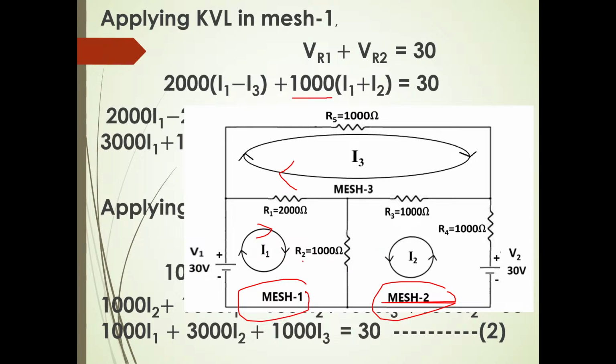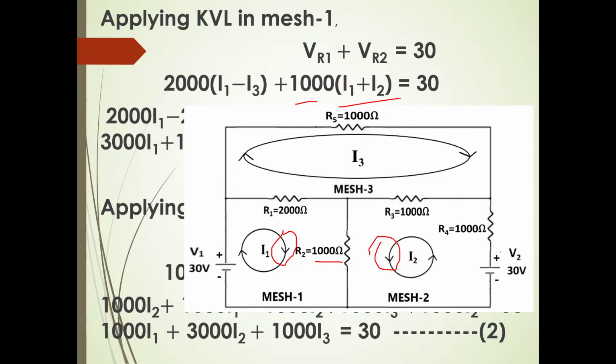So, what is the current direction? I1 is downward. What about I2 current? It is also downward. So both the directions are same. Since I1 current and I2 current directions are same, therefore voltage drop across R2 is what? R2 value is 1000, into sum of I1 and I2.